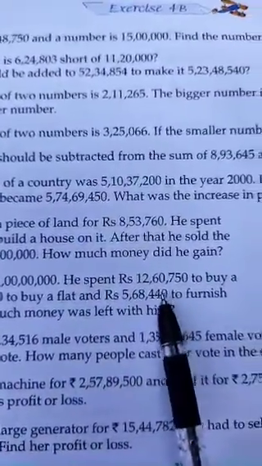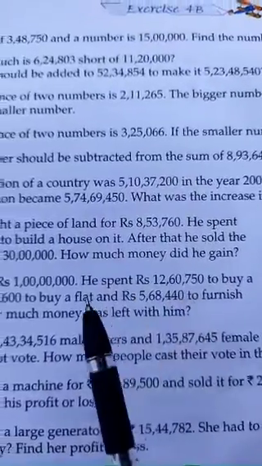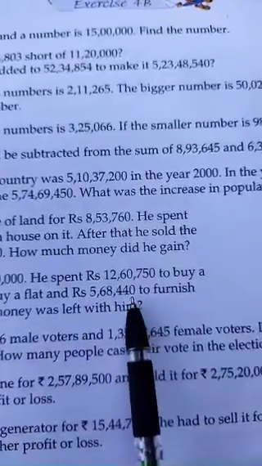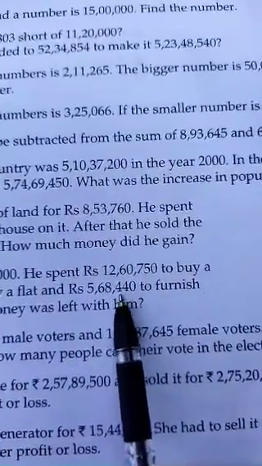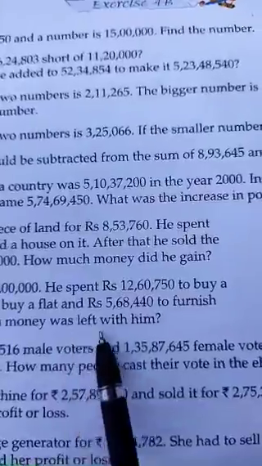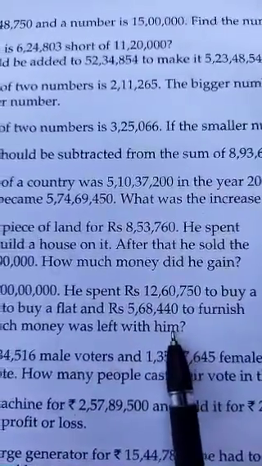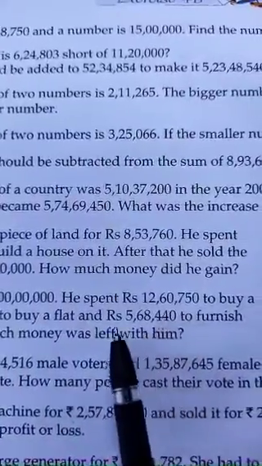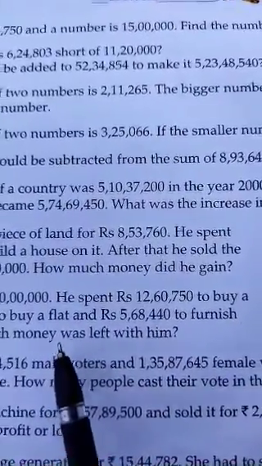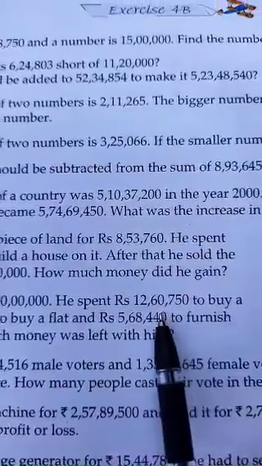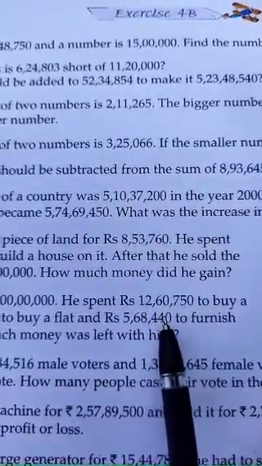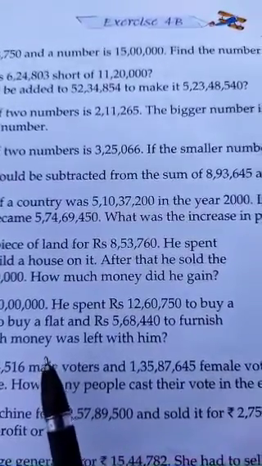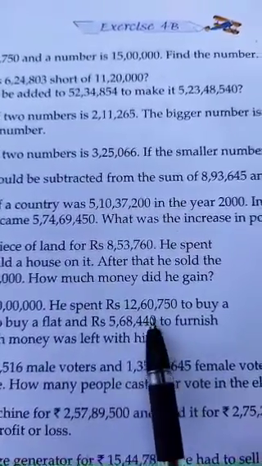First of all, he bought a car for rupees this much, then he bought a flat for rupees this much, and then he furnished that flat for rupees this much. Now the question is, how much money is left with him? So how do you have to do this question? You have to add all the expenditures that he did, how much he spent to buy a flat or to buy a car. All these expenditures will be added.